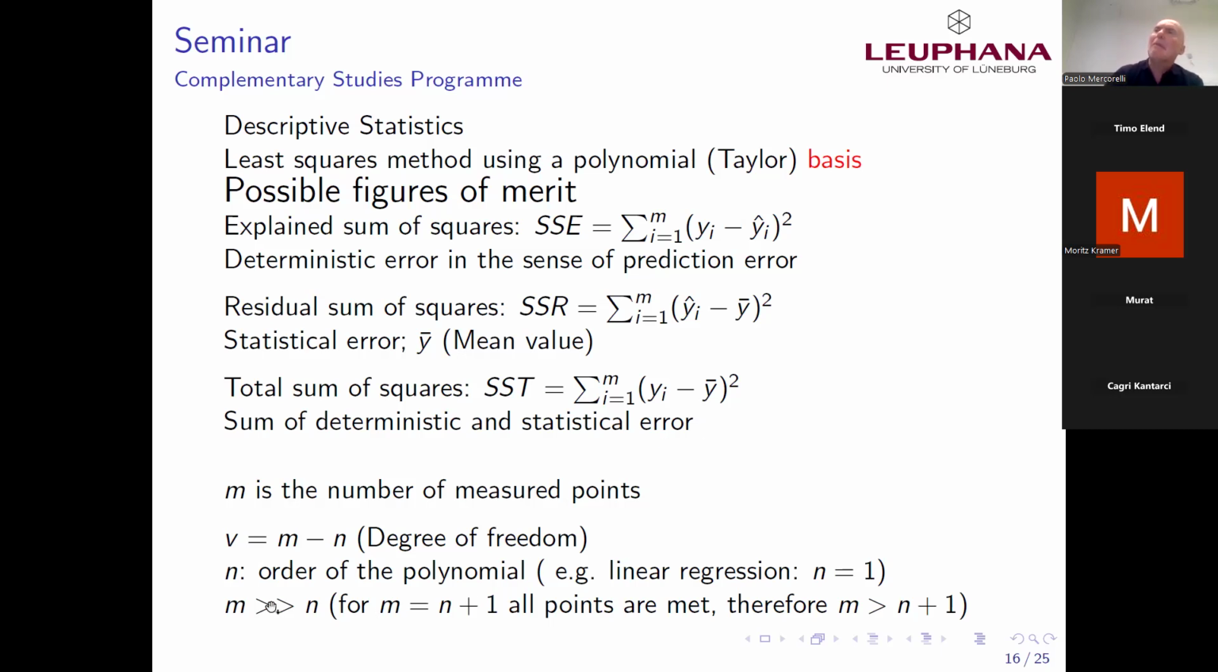Look at this comment here. N is the order of the polynomial. M is the number of the points. We can see that the linear regressor consists of n equal 1.